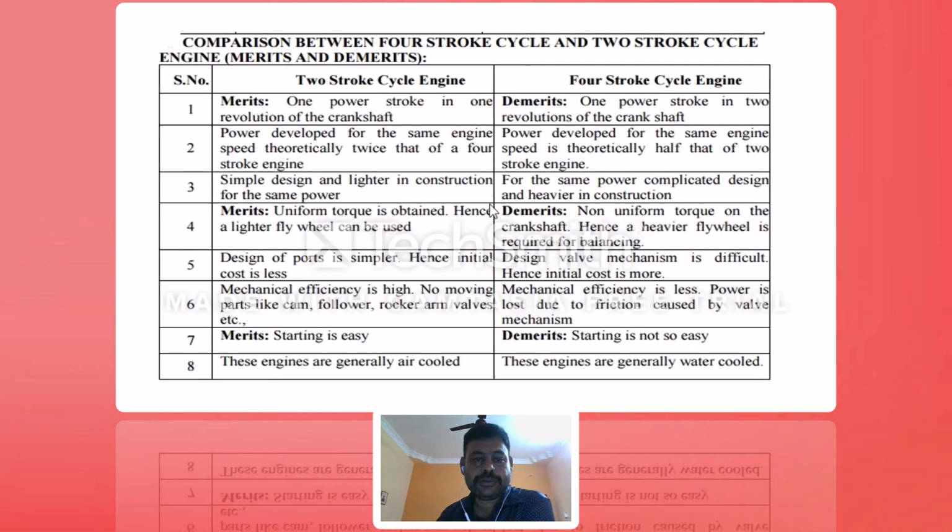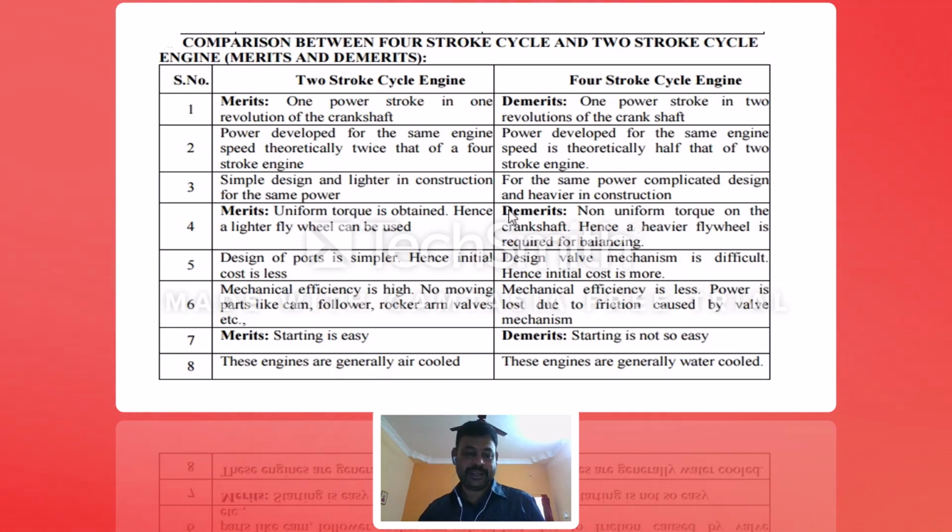Then coming to two-stroke cycle and four-stroke, you have a merit of one power stroke per one revolution of the crank. But here, one power stroke per two revolutions of the crank. This is a merit and demerit. Power developed for the same engine speed is theoretically twice that of the four-stroke engine, while the four-stroke engine's power is theoretically half that of the two-stroke engine.